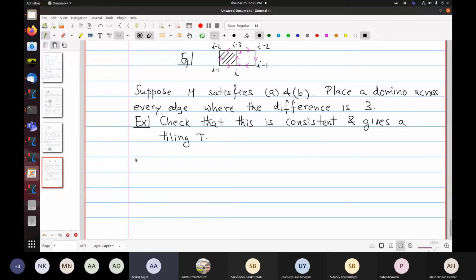Okay, so I claim that we have shown this. So thus we have a bijection between such height functions and domino tilings.